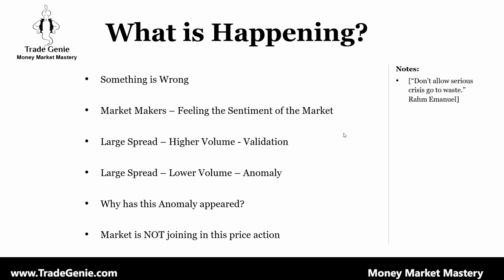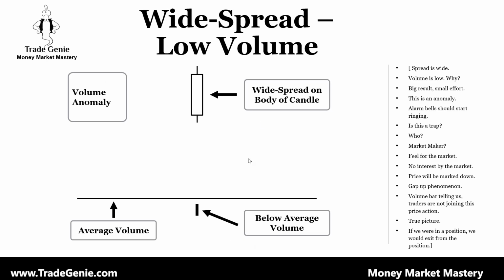They raise the price, the stock gaps up, and then there are no other buyers. So think about that. Large spread, high volume, validation. Large spread, lower volume, anomaly. So there was an anomaly here. And why has this anomaly appeared? Ask the question: why is the market not joining in this price action?